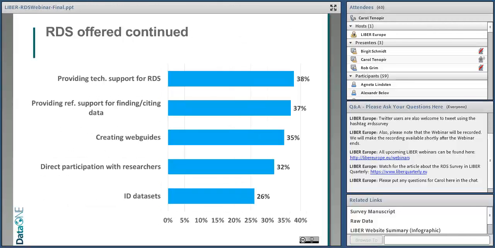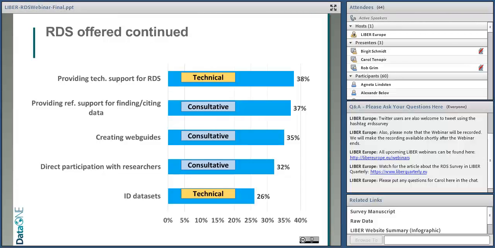The next most commonly offered services are the first place where we've got what I'd call the technical services suite of services or type of services being offered. The first technical service to appear in our list was that 38% of the responding libraries said they provide some kind of technical support for research data services. In a separate question, we asked those who provide technical support, what kind of technical support do you offer? And the most frequent response there was data storage services.